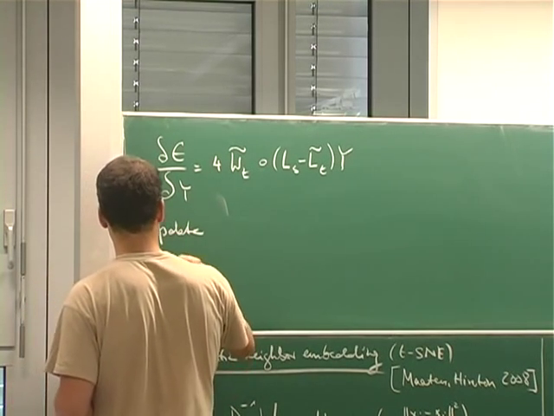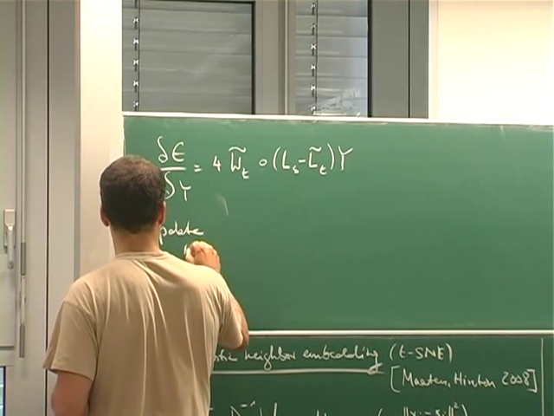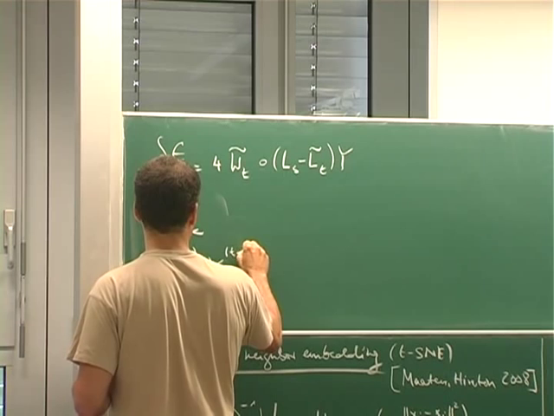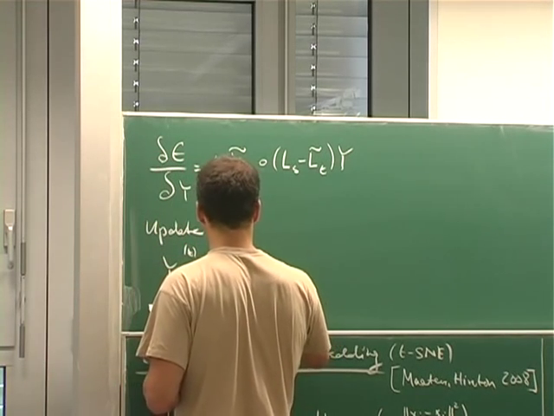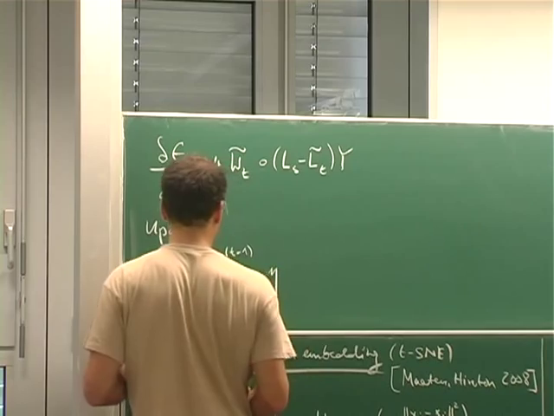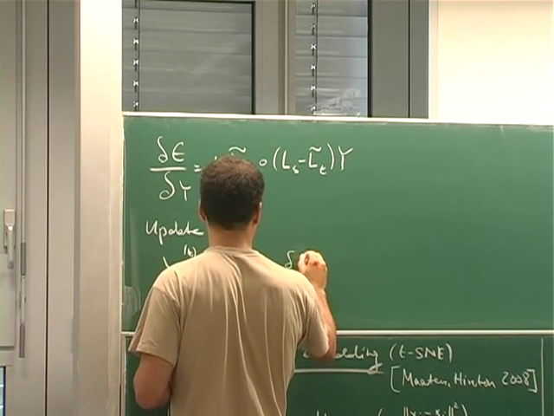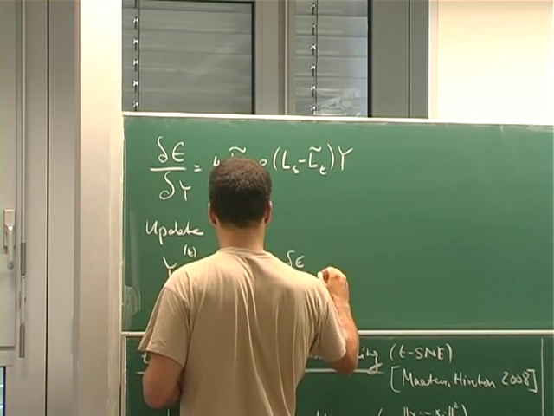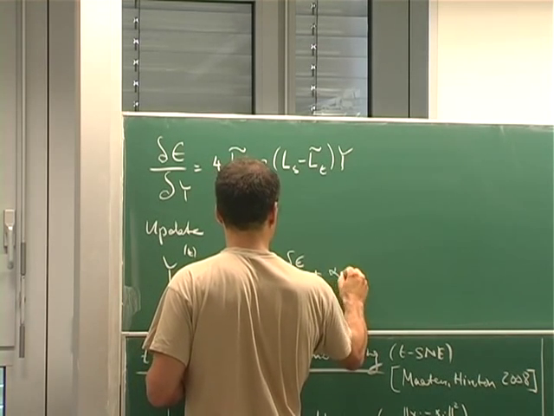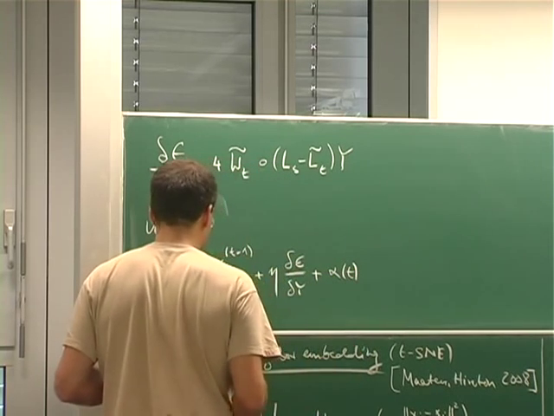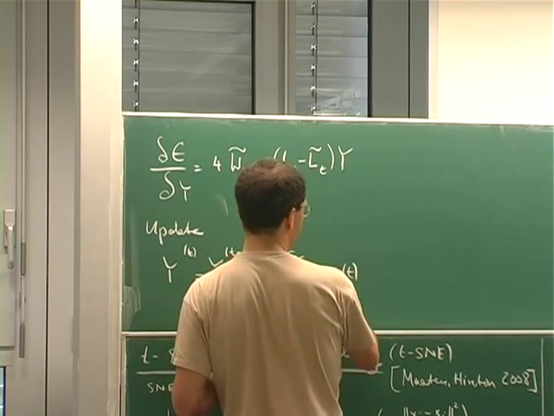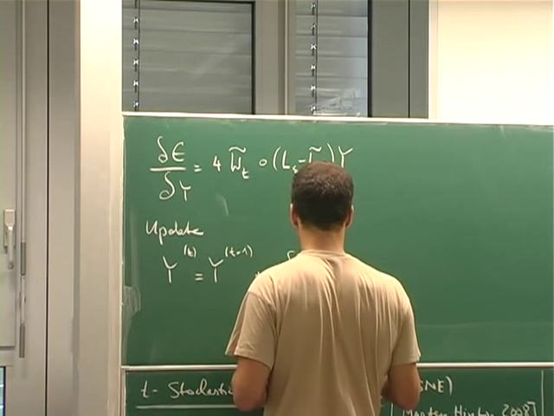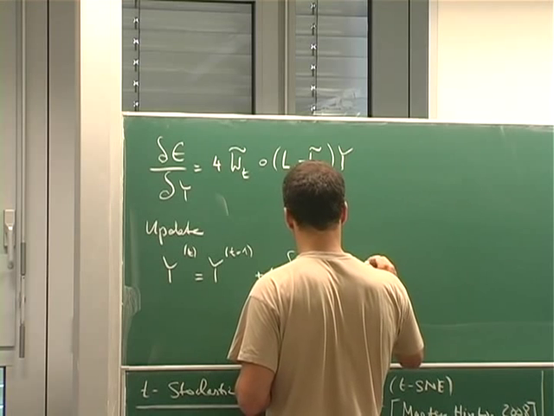For your gradient descent, your coordinates at time t are given by your coordinates at time t minus 1, plus a step size times your gradient, plus a multiplication with a time-dependent, another user parameter, a momentum term.